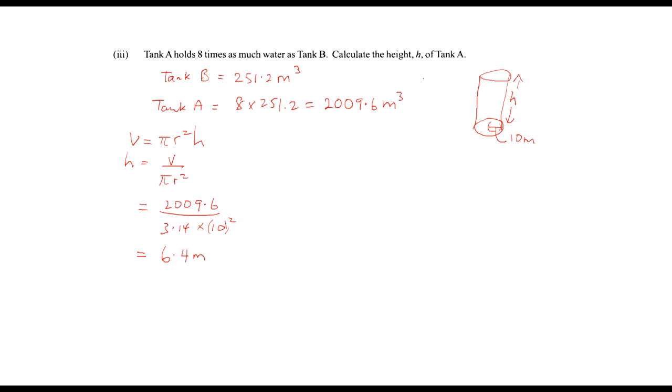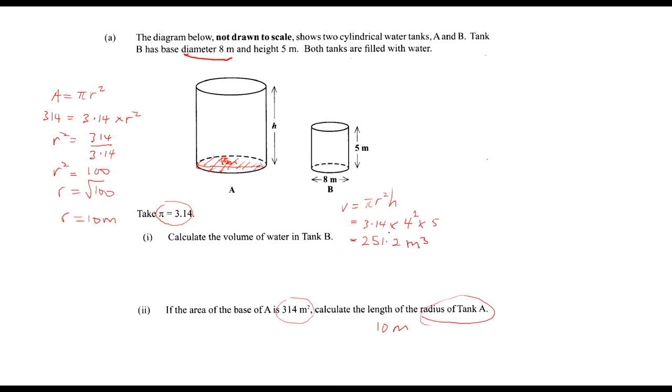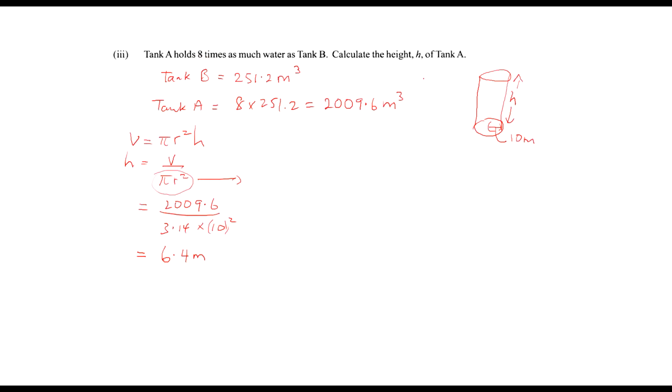Now if you notice pi r squared here, they told us that in the question earlier, right? So the base area of A was 314. So what you could have done is just put 314 here, instead of recalculating it. So the height is 6.4 meters.